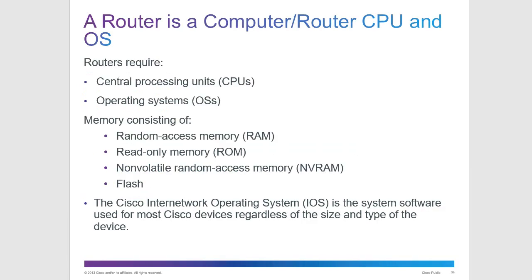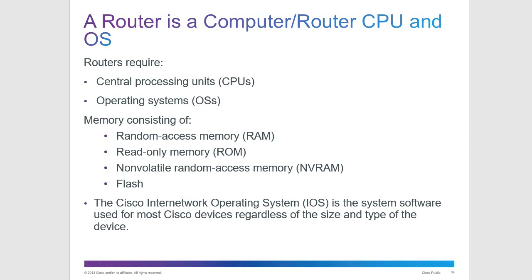Anatomy of a router. There it is. Routers require CPUs, or central processing units. You've got operating systems in Cisco devices. You've got the IOS, the Internetwork Operating System that Cisco devices will all have. You've got memory consisting of RAM, ROM, NVRAM, and flash. We need to know what is stored in all of those memory types inside of your router.